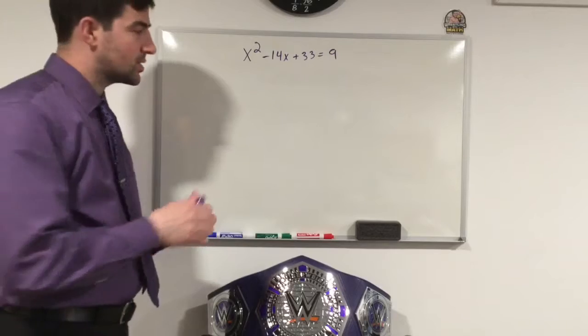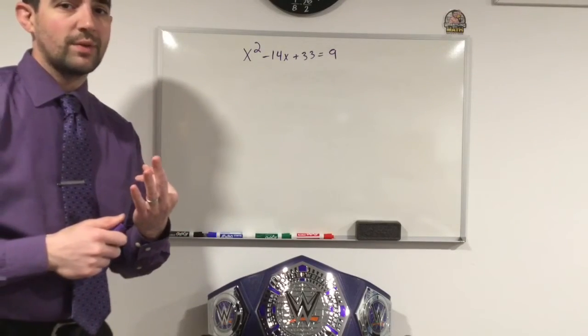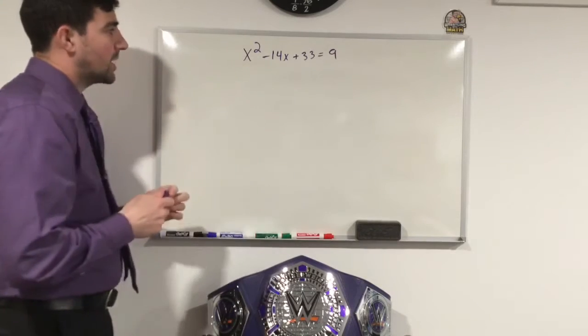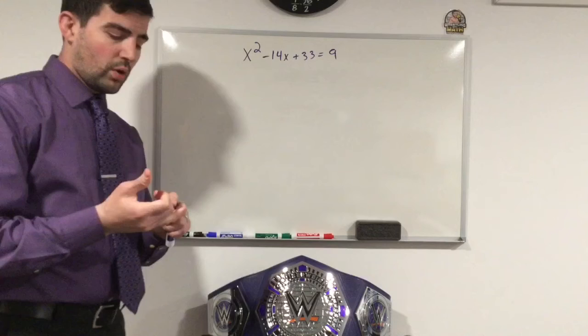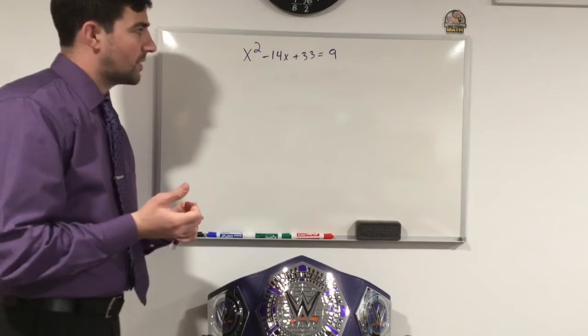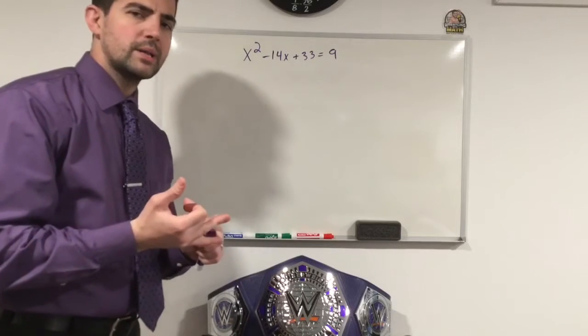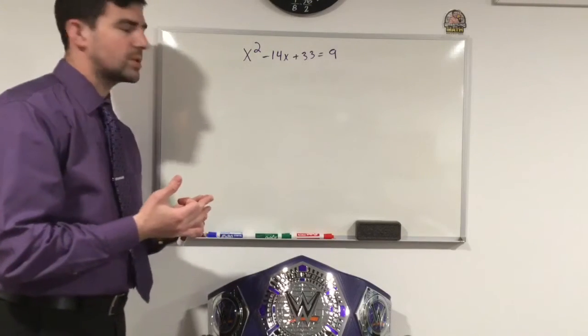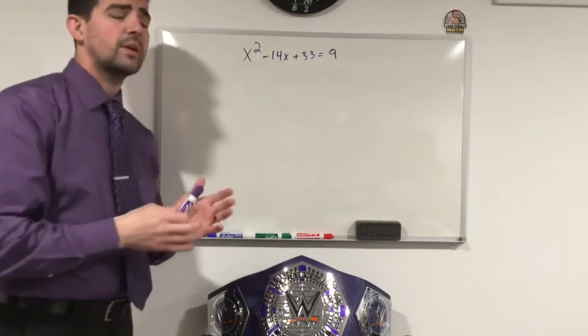Okay, so completing the square is the third method that we talk about for solving quadratics. My example here is x squared minus 14x plus 33 equals 9. Now, if you recall from my other methods of solving quadratics, I had to set my quadratic equal to 0, I had to make sure it's in standard form, and I had to make sure the x squared term was positive. For this, I don't have to set it equal to 0.